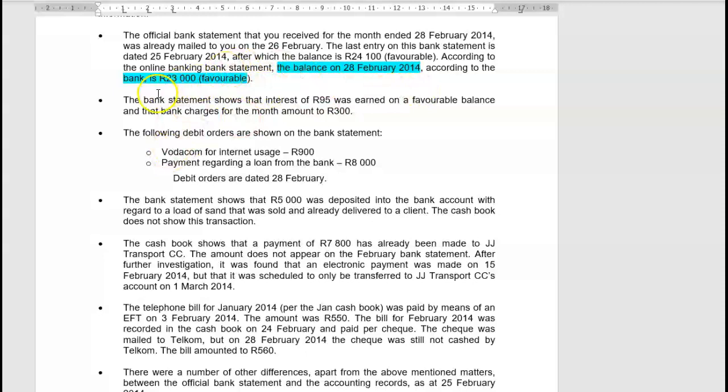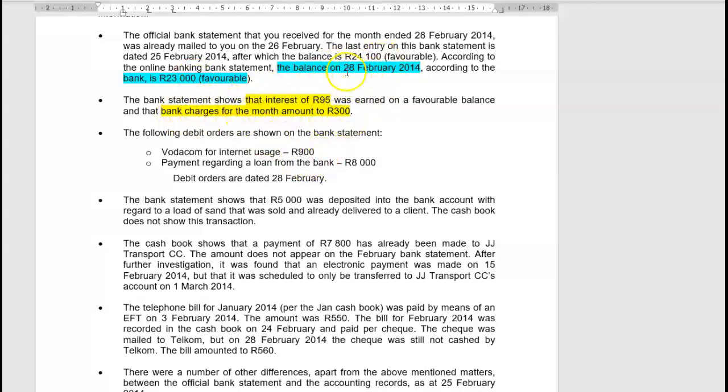I'm trying to figure out what was the balance of my bank ledger account before any adjustment entries were made for the month. Now the bank statement shows that interest of 95 Rand was earned on a favorable balance, and that bank charges for the month amounted to 300 Rand. I say again, what I want to do is calculate what was the balance of my bank account before any of these items went through. Now obviously that interest of 95 Rand is included in the 23,000 at 28 February. And the same thing applies to the bank charges of 300 Rand.